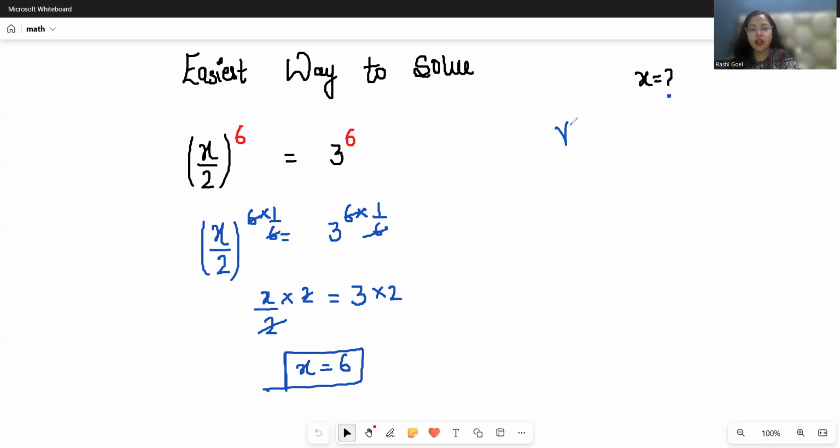So let's verify this. (6/2)^6 is equal to 3^6. So 6 divided by 2 is 3, and 3^6 is equal to 3^6. Hence, proved.